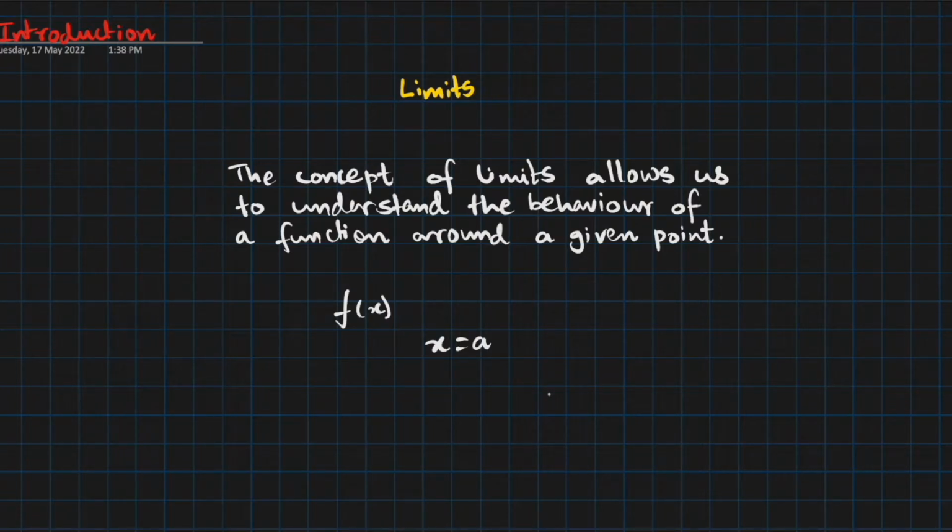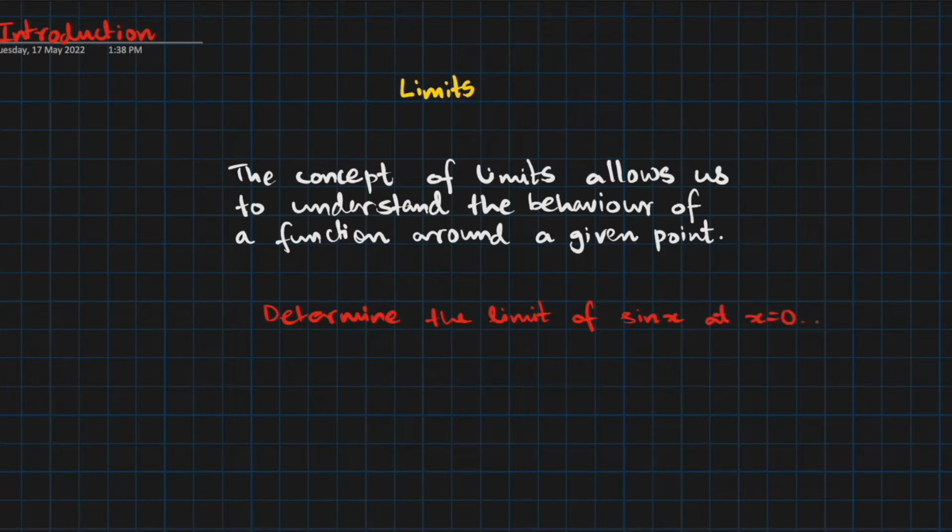Even if it's not clear now, we will look at some examples and that will definitely make it clear for you. Let's work on a simple problem. Determine the limit of sine of x at x equal to 0. We have just defined the term limit: it allows us to understand the behavior of the function around a given point. What is the given point here? x equal to 0. So what is the nature of sine of x around x equal to 0?